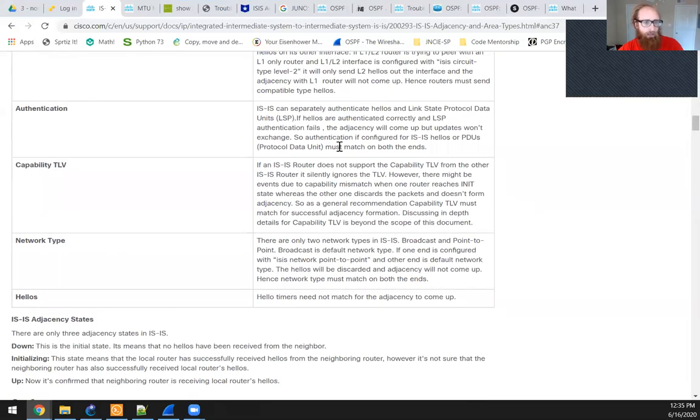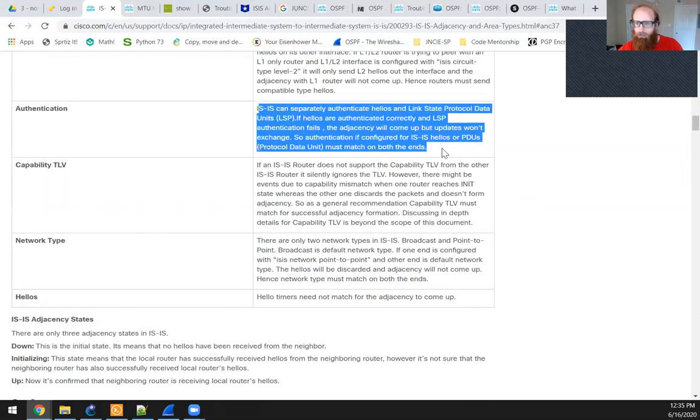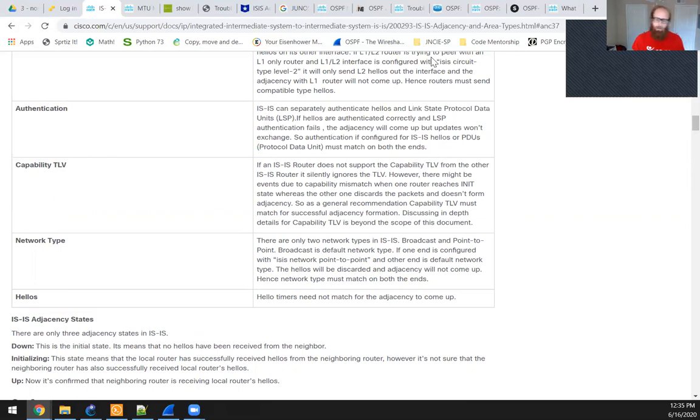Okay, and let's read about authentication as well, because we just finished that. So I'll make sure that the understanding of that lingers over. ISIS can separately authenticate hellos and link state protocol data units, LSP. If hellos are authenticated correctly and LSP authentication fails, the adjacency will come up, but updates won't exchange. So authentication, if configured for ISIS hellos or PDUs, protocol data units, must match on both ends.